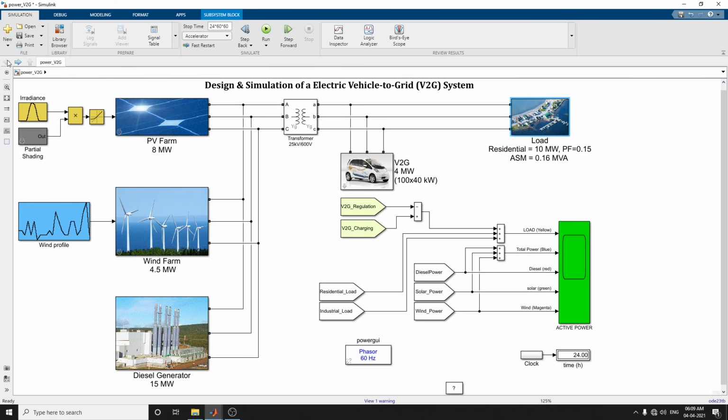I hope you enjoyed this example of the 24-hour simulation of an electric vehicle to grid system, V2G systems.